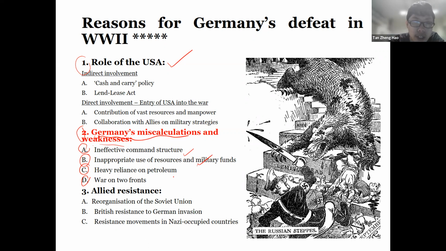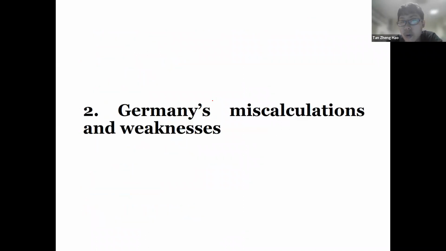If I switch back to the USA, I can ask you, was the USA's indirect involvement more important than the USA's direct involvement in the war when it comes to defeating Germany? So you have to compare between the two, not compare with Germany's weakness and Allied resistance. So you must know the big factors as well as the sub-factors, because we can test you at different levels of the content. All right, let's go to Germany's miscalculation and weaknesses.